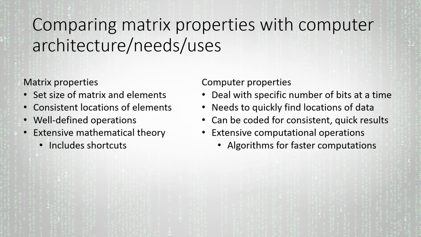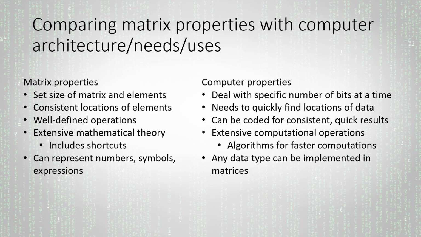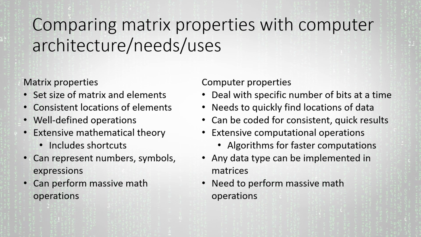That mathematical theory also gives us many shortcuts in our understanding of math, and that also helps us in computers with algorithms for faster computations. Matrices can represent a wide variety of data, and computers can use matrices to represent a wide variety of data. Matrices can perform massive math calculations, and computers need to perform massive math operations. It seems like matrices go hand in hand with computers.